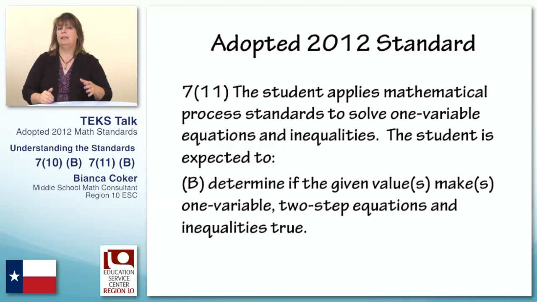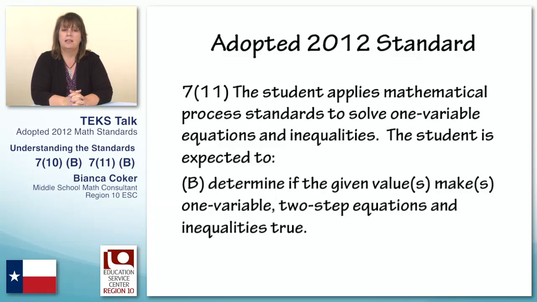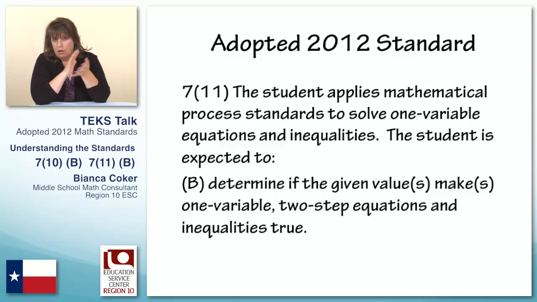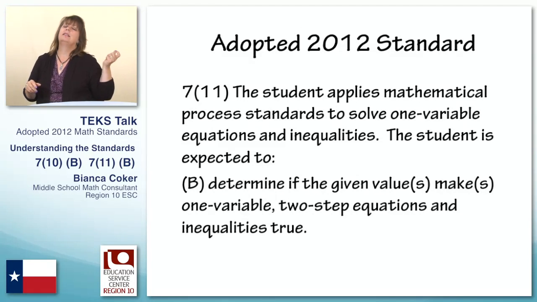Don't blame me for the organization of the standards. So, 7.11B, this is a twofer video. You get two standards in this video. 7.11B states that the student applies mathematical process standards to solve one-variable equations and inequalities. The student is expected to determine if the given value or values make or makes the one-variable two-step equations and inequalities true. Okay, so we learned how to solve them in 7.11A. We solve them and determine if it's true in 7.11B, and then we graph it in 7.10B. Don't know, but we're going to go forward with this.